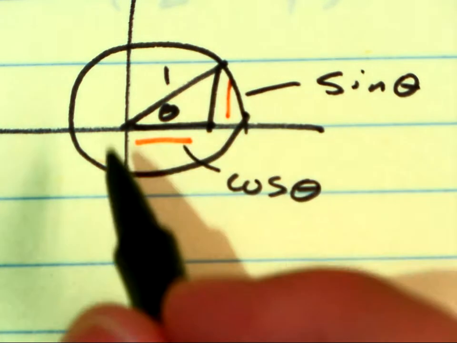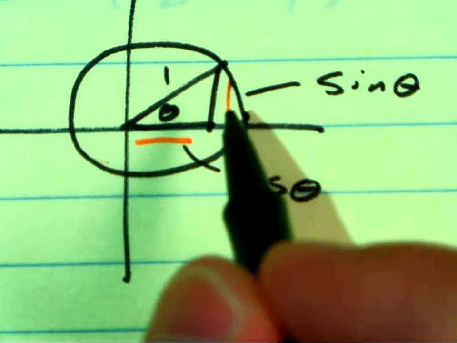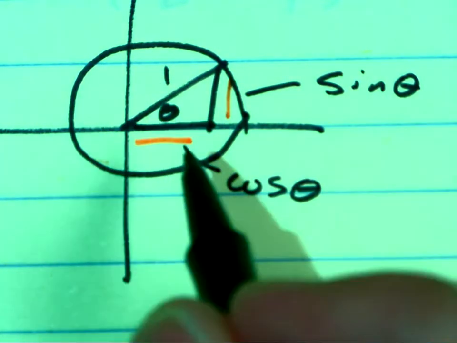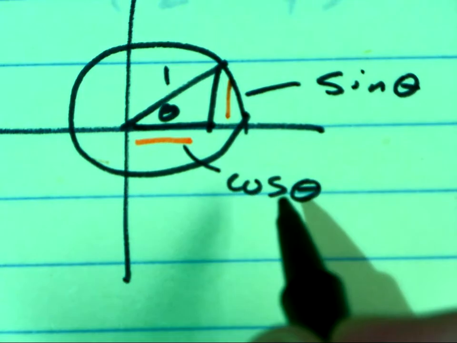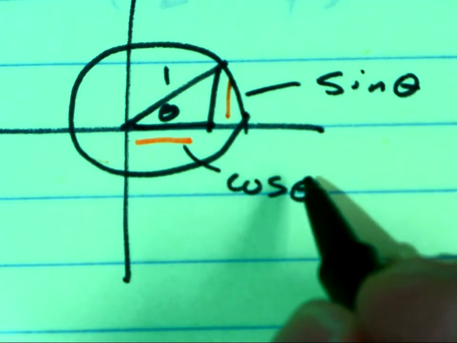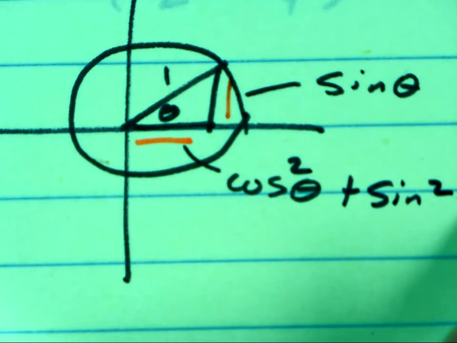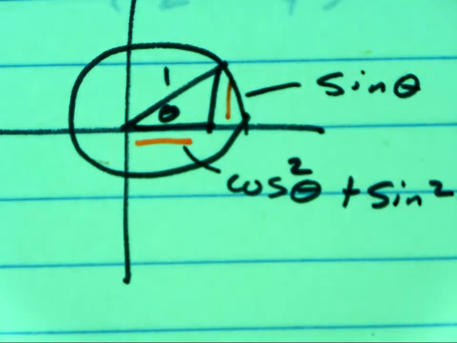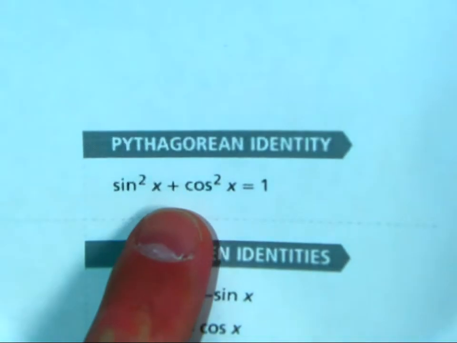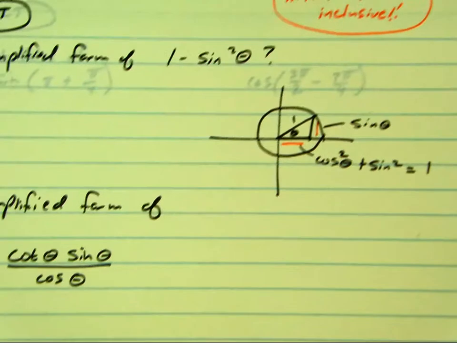Doesn't the Pythagorean theorem say that leg squared plus leg squared equals 1? If this distance is defined as the cosine of theta, if I do cosine squared plus this one, sine squared, isn't that equal to the hypotenuse squared, which is 1? That's it. It's just the Pythagorean theorem around the unit circle.